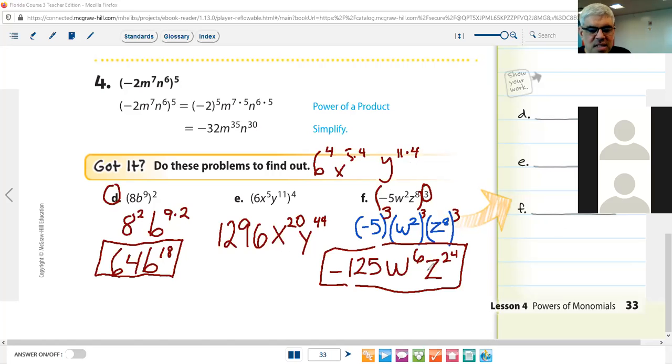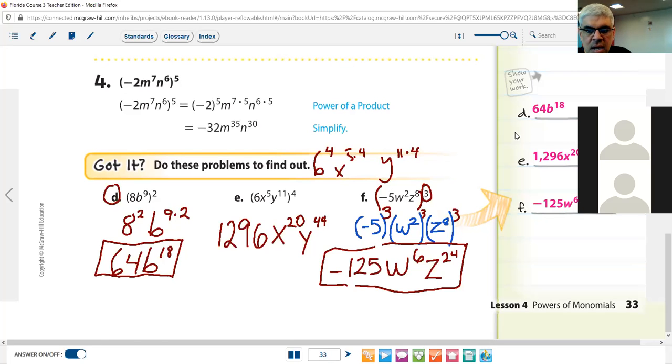Now let's see, hopefully these answers will match D, E, and F over here. Let's check it. Okay, I see 64B18. That's what we have over here. So that's gonna be a check. Then good job for helping me out with this one. It is 1296 x to the 20th y to the 44th power. And the other one is a negative 125 W6Z24.